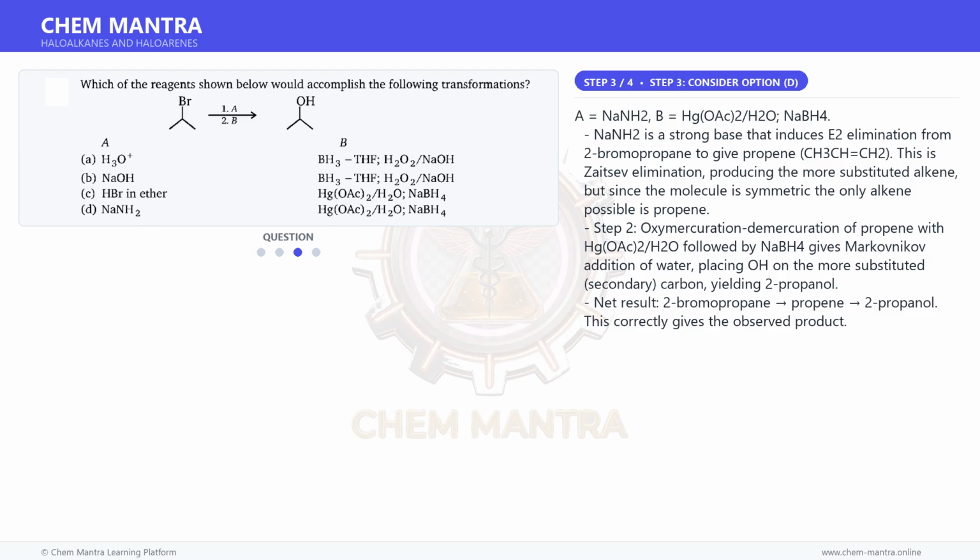Step 2, oxymercuration-demercuration of propene with Hg(OAc)2, H2O followed by NaBH4 gives Markovnikov addition of water, placing OH on the more substituted, secondary carbon, yielding 2-propanol. Net result, 2-bromopropane to propene to 2-propanol. This correctly gives the observed product.